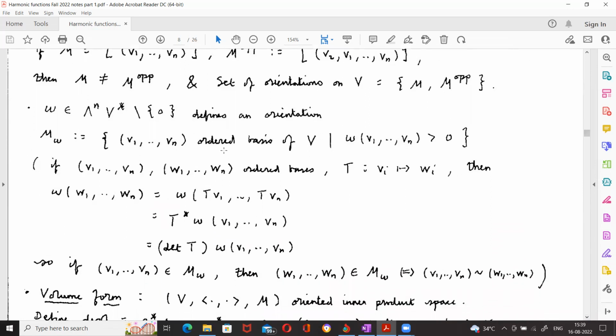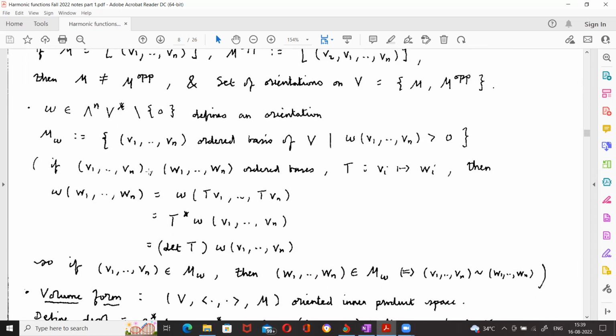And here's one thing to notice. If omega is a non-zero n form, a top degree alternating form, then it defines an orientation, mu sub omega. This will be the set of all ordered bases V1 to Vn such that omega is positive on this ordered basis. So omega of V1 to Vn is positive. Well, you have to check that this defines an equivalence class, right? So how do you do that?